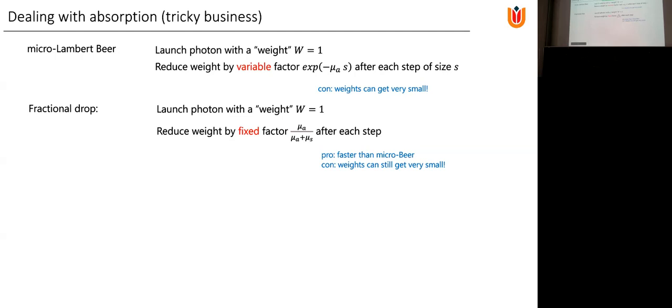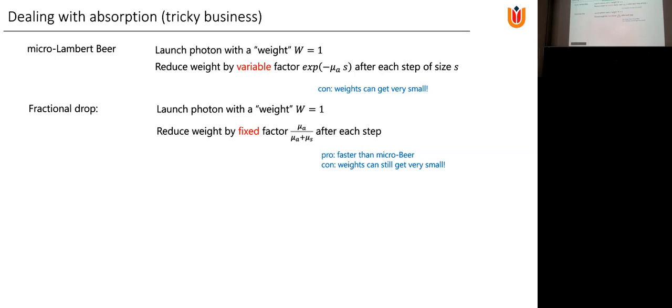Basically, remember that mu a times dl was the probability of absorption within a certain segment. Mu a plus mu s times dl is the probability of absorption or scattering within a certain segment. So the dl's drop out. So what you have here basically is the ratio of the probability of absorption over the probability of something happening. So that is a fixed factor. The pro of this is that it's much faster than this micro-Beer law. That's how the Germans would call it.